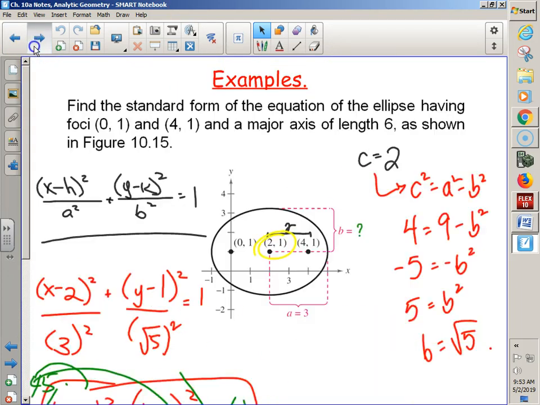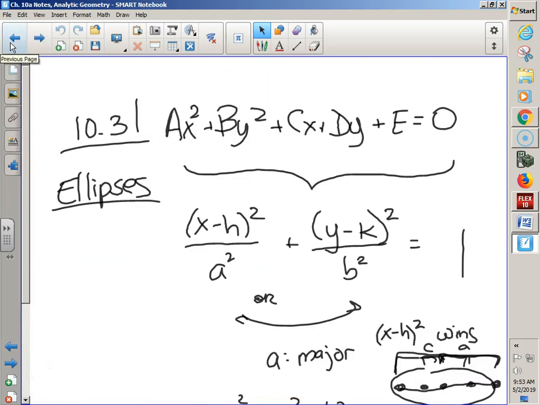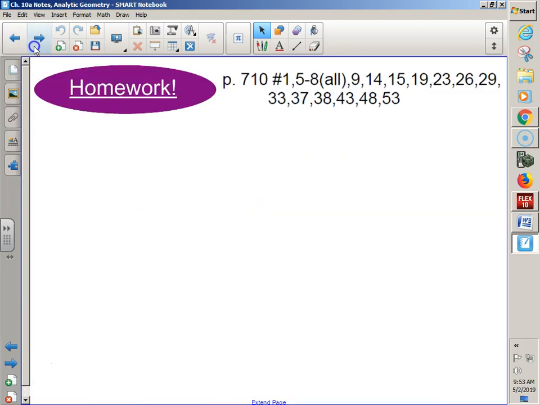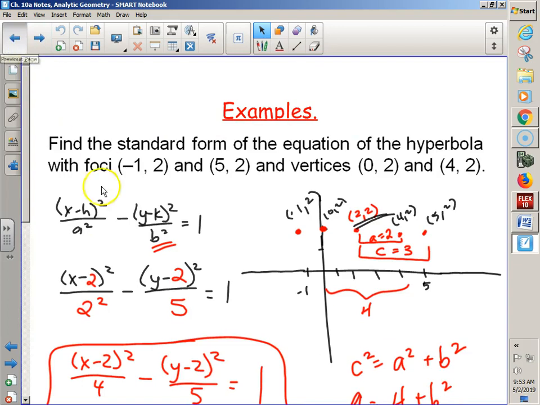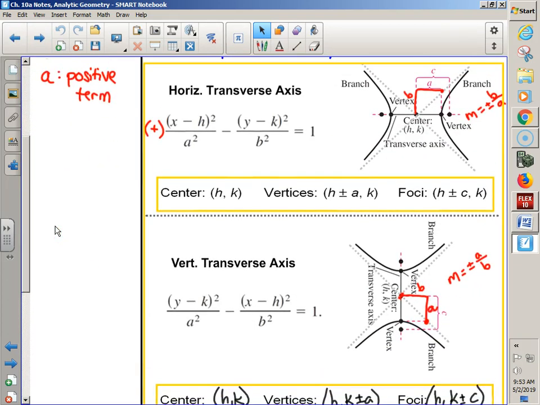After section 10.3, then what? Oh, there was that random, you guys saw them, right? Eccentricity, C over A thing. Hyperbolas. Do hyperbolas have a yellow box? Yes. All right, so let's talk about him real fast.